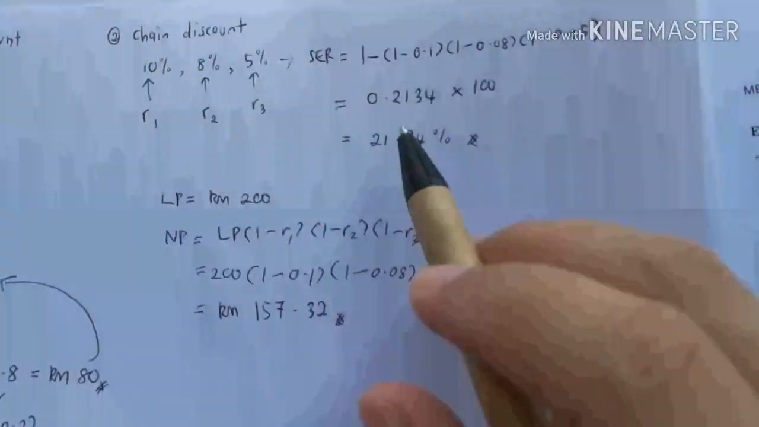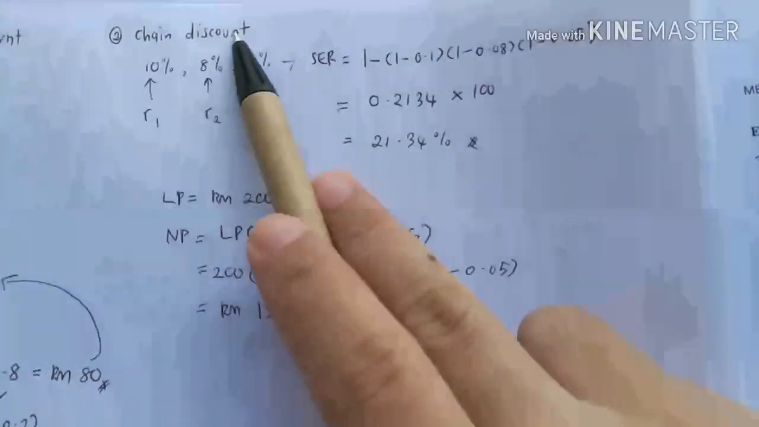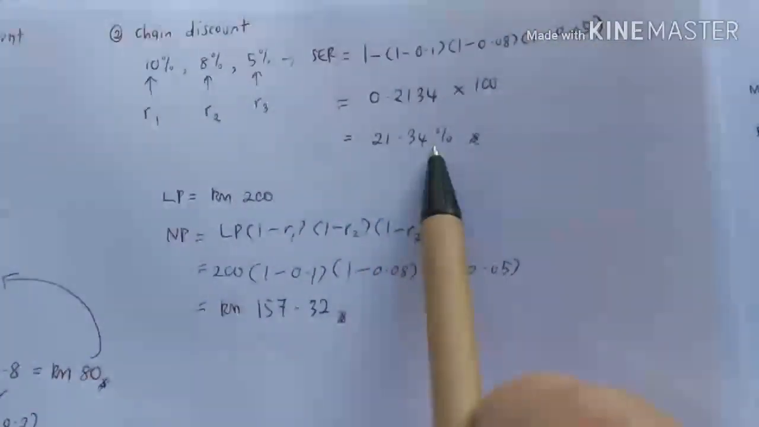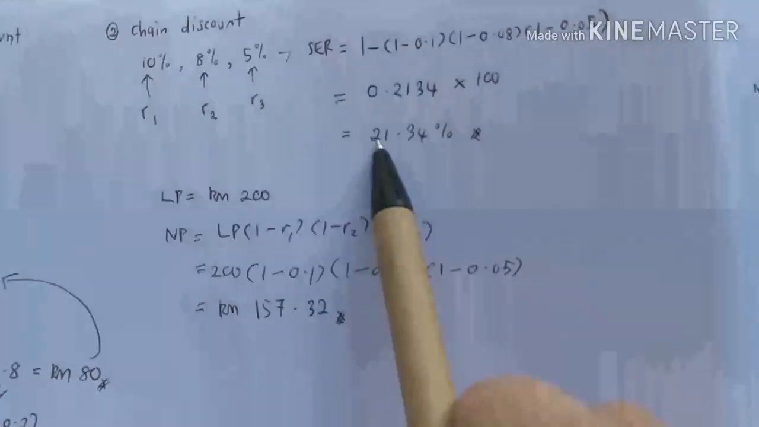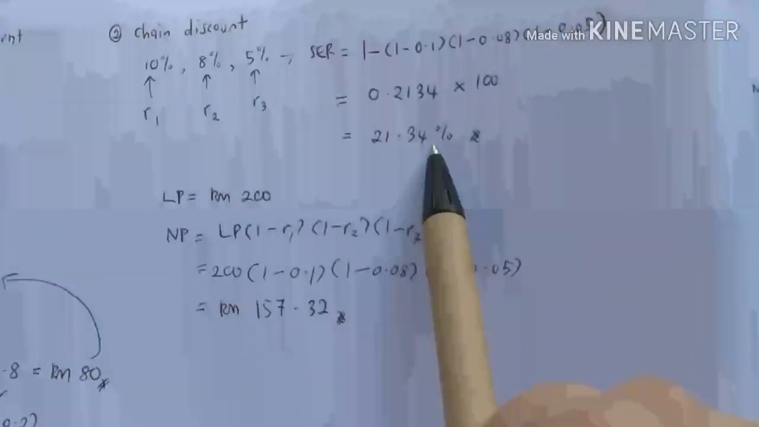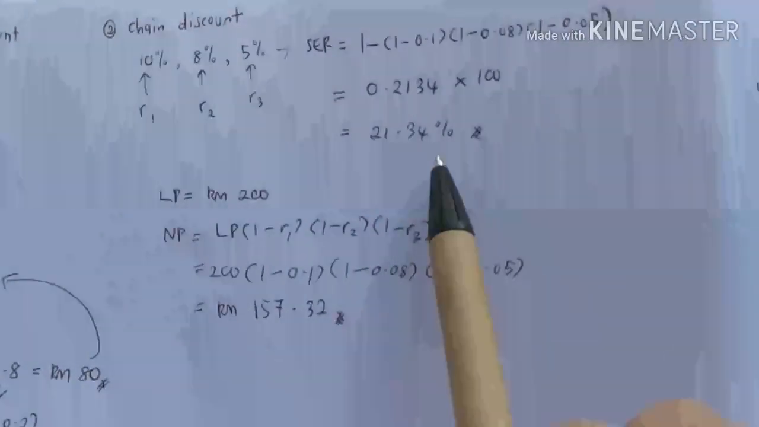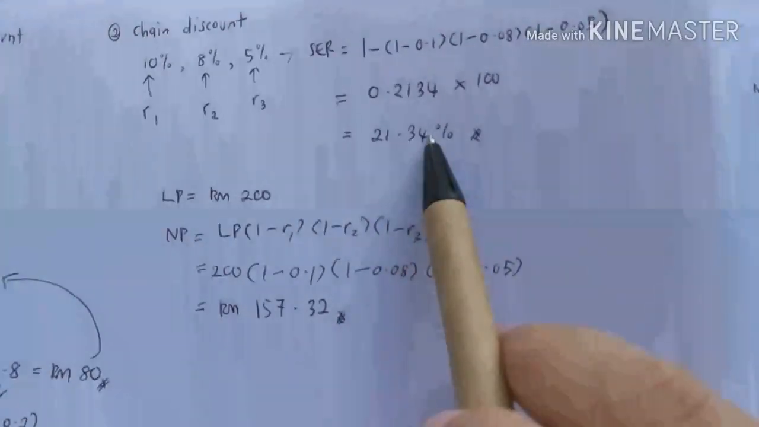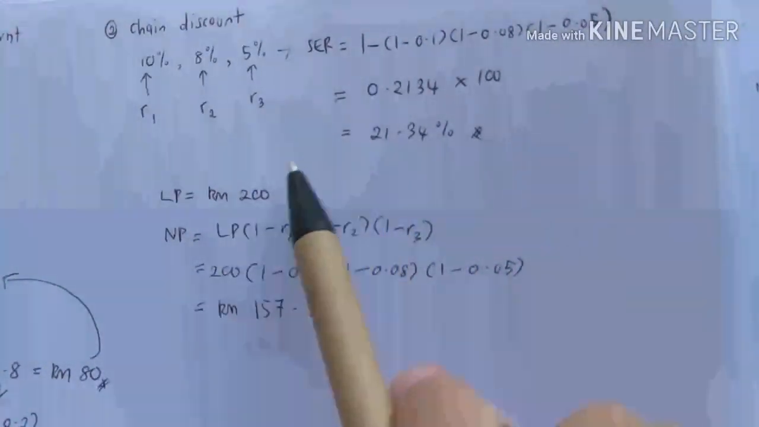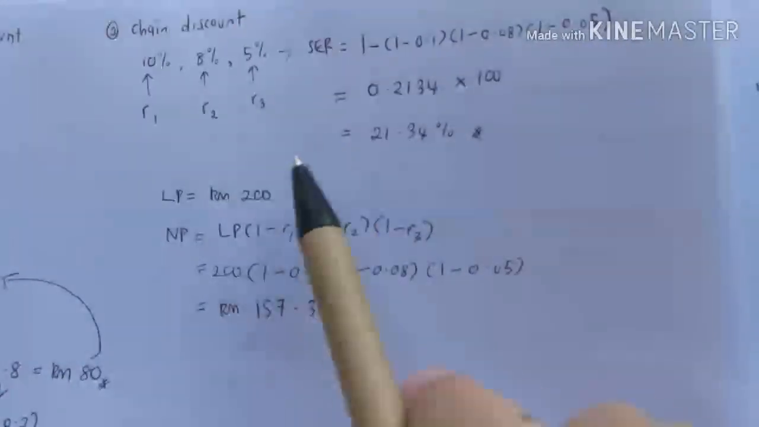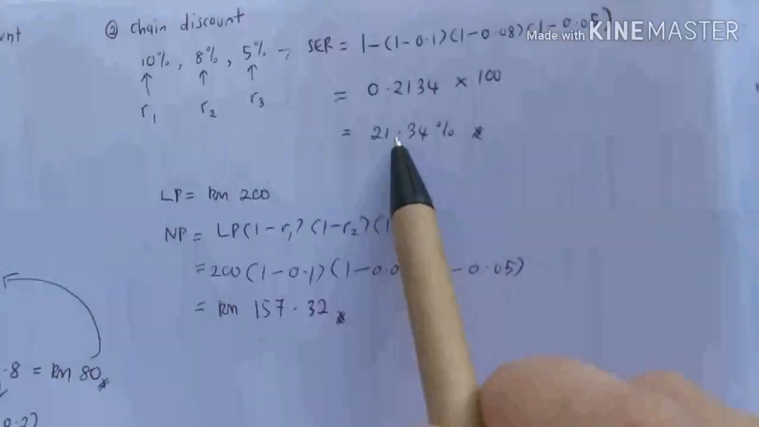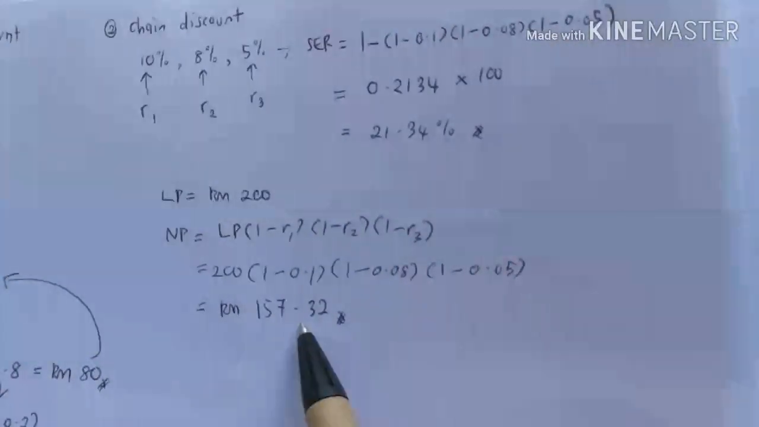Okay, now I'm going to prove to you that these three chain discounts are actually equivalent to a 21.34% single discount. Now, when we say that it is equivalent to a 21.34% discount, supposedly if there is another shop that offered 21.34% for the same item that the list price is 200 ringgit, supposedly after deducting the 21.34% discount, you should get the same net price, which is 157.32. Okay, I'm going to prove that to you.